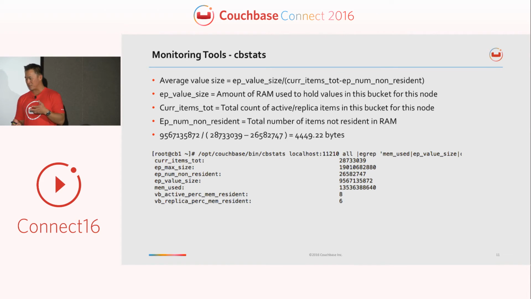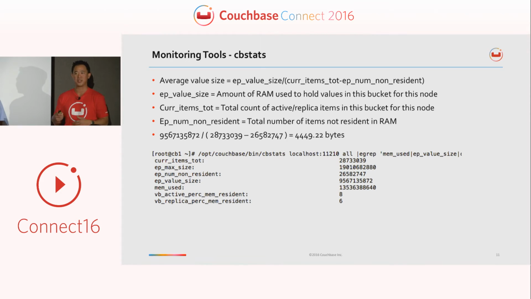We have metrics, 3 of them listed here: EP value size, cur items tot, and EP num non-resident. And these 3 metrics represent 1, the amount of RAM that Couchbase is using for this specific bucket to hold values. Okay? 2, the current items total on this node, both active and replica. And 3, the number of items whose values have been ejected from RAM and are no longer being held in RAM.